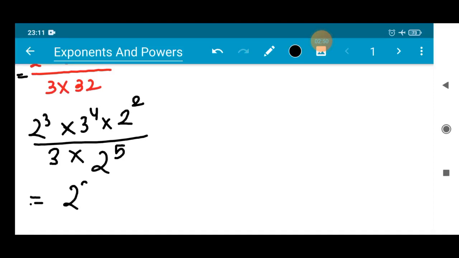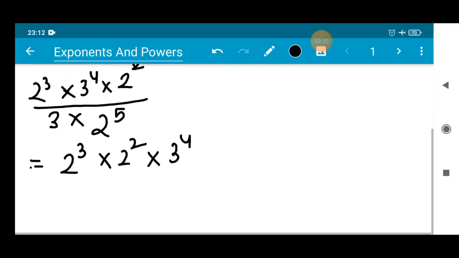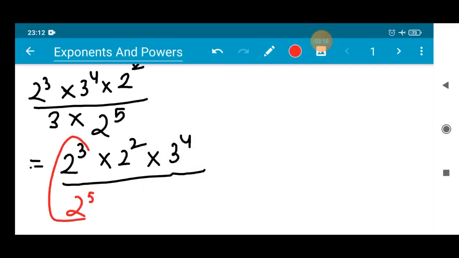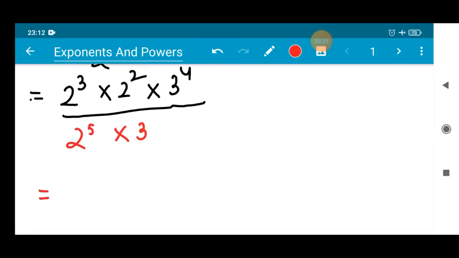So now you can see here 2 cube into 3 to the power 4 into 2 square is the form. Let me do one thing over here: I can use the rules, the numbers which have the same base, let me keep them together. 2 cube into 2 square into 3 to the power 4, right? And 2 to the power 5 in the denominator I can write over here, so that it will act as a numerator and denominator. You will come to know why I have done this. Next, you have the same base, and the exponents should be added. So 2 to the power 3 plus 2 into 3 to the power 4.